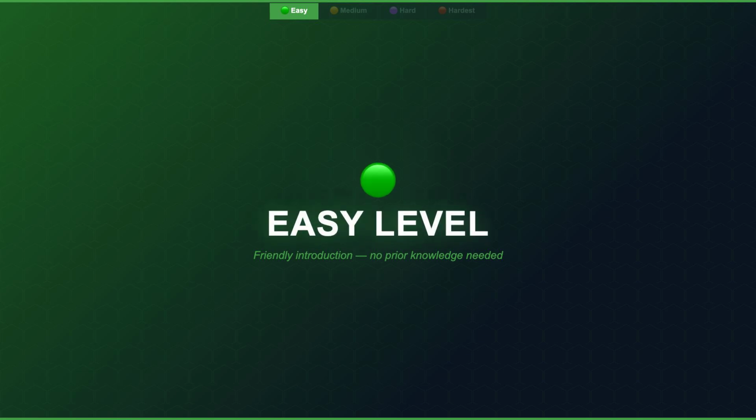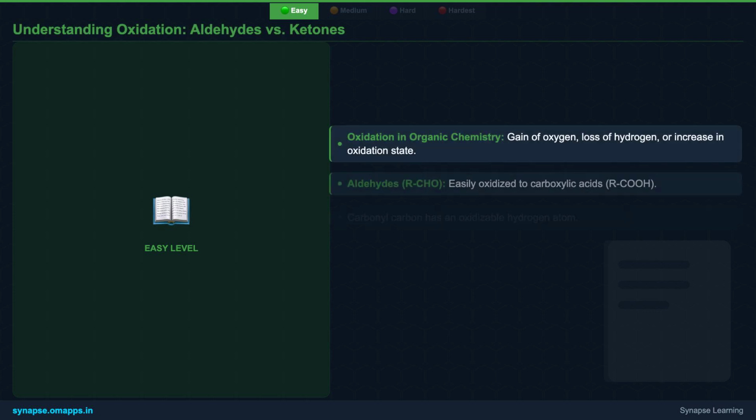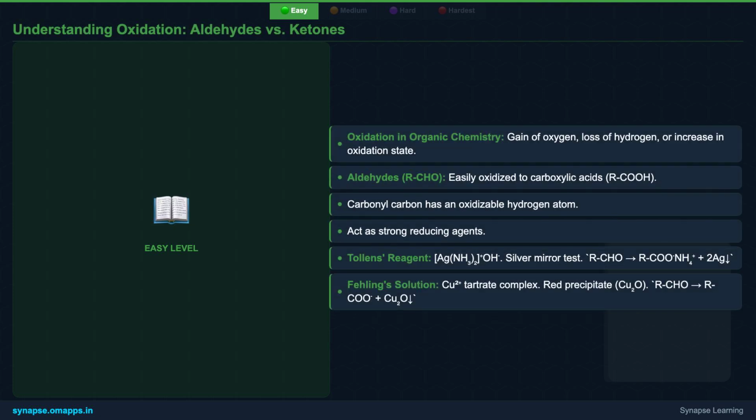Ready to discover how aldehydes and ketones behave differently when they meet an oxidant? Let's start with the basics of their oxidation reactions. In organic chemistry, oxidation often means adding oxygen, removing hydrogen, or increasing a carbon's oxidation state. For our aldehyde and ketone friends, this is about adding an oxygen to the carbonyl carbon or breaking bonds.